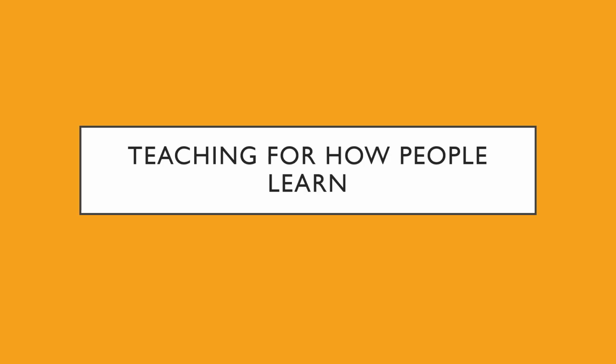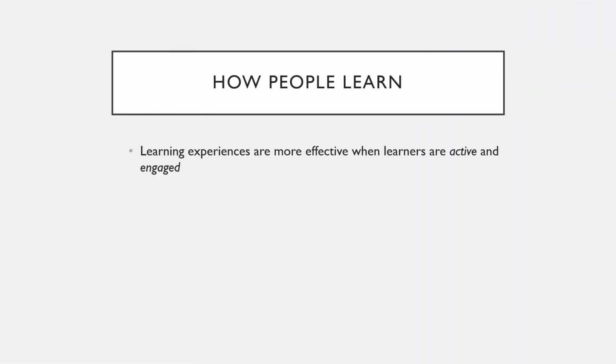Let's just quickly start with talking about how to teach for how people learn. If you're watching this, you are a teacher. You probably are very knowledgeable in this already. But as a quick recap, learning experiences are always going to be more effective when learners are active and engaged. And feedback, of course, is going to be critical to the learning process because a learner needs a chance to correct any misunderstandings that they have, to know if they're getting it right or not.